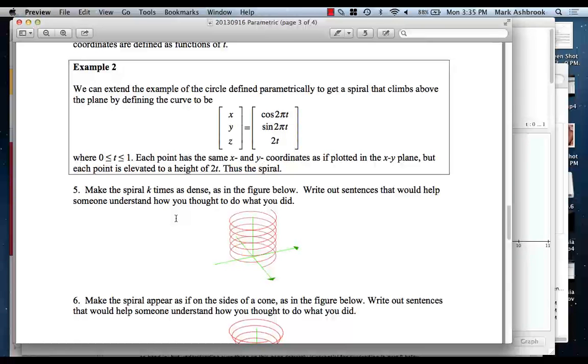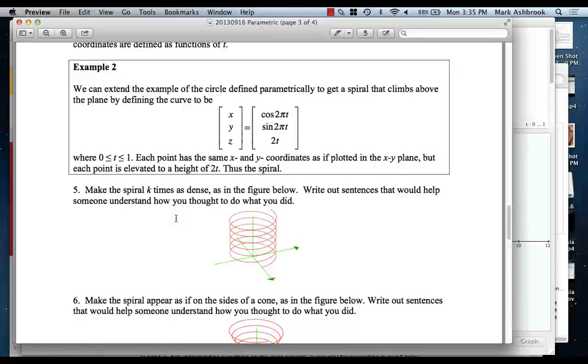So you're saying you changed X and Y, or Z? I just changed the frequency of what was going on inside cosine and sine. You changed the X and Y coordinates. Yeah. So you increased the coefficient.